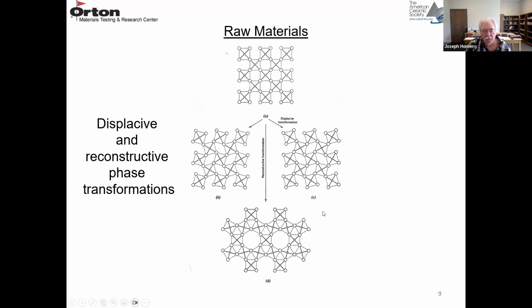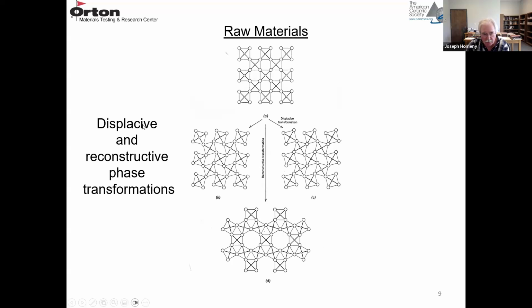And I showed this a few classes ago. Just as a review, here's an ordered crystal structure, and that's A, and B and C are disordered, displacive transformations, and then D, you form a new crystal structure. So in B and C, you're just shifting the bond angles, the structural units, this cube, 4 ions at the corners, 1 in the center. The bond angles are just shifted, but in the reconstructive transformation, you're breaking and reforming the bonds.